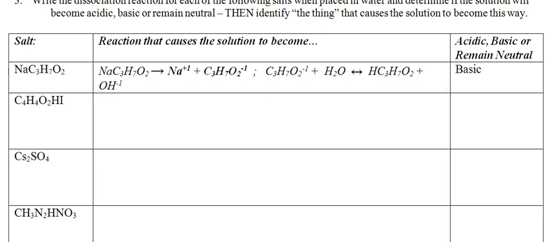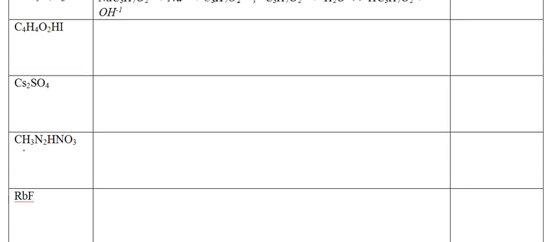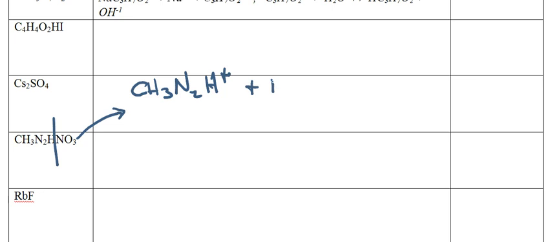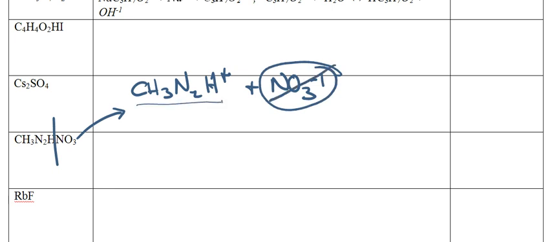All right, let's try another one. We have CH3N2HNO3. All right, again, find where your strong is at. So there's where you split it. So when this thing dissociates, we've got CH3N2H with a +1 charge plus NO3 with a -1 charge. Nitrate is a conjugate of nitric acid. This does nothing. However, this is a conjugate of some kind of base, which behaves as an acid.